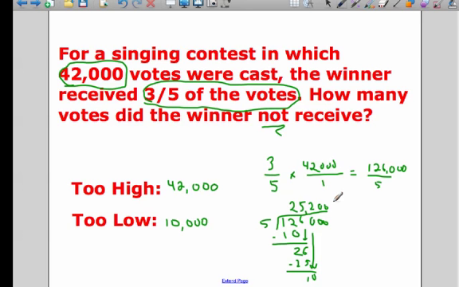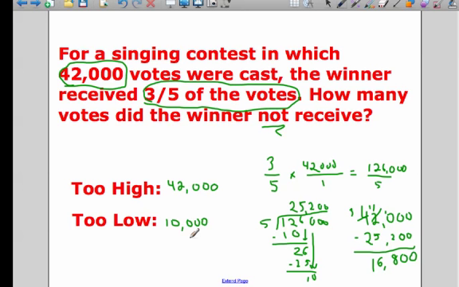Now, be careful here. This is definitely a wolf. How many votes did the winner not receive? We said that the winner received slightly more than half of the votes, and half was 21,000. So this is how much the winner did receive. So we've actually got to take that number and do 42,000 minus 25,200. And as we do this out, looks like we're going to get our answer to be 16,800. And we said too low was 10,000, so that number at least fits our range of numbers here.